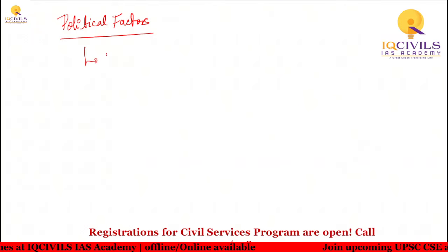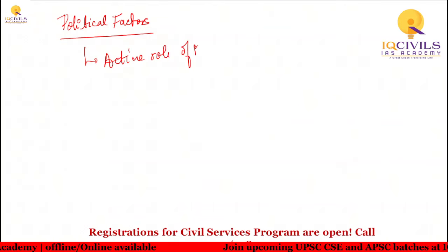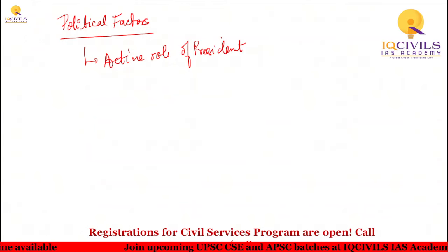First of all, active role of president. You can mention this thing. Okay. Now, former President K.R. Narayanan in 1997, he returned the decision of cabinet imposing the President's rule in state of UP. K.R. Narayanan returned the decision that it will not be imposed, in 1997. This shows the active role of President. Okay.